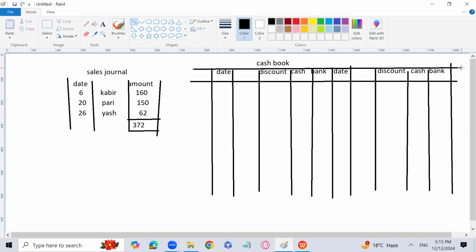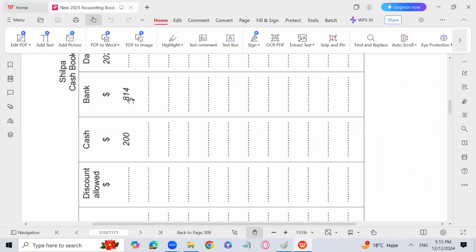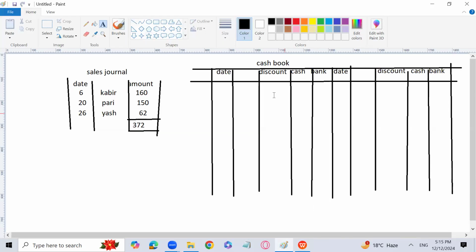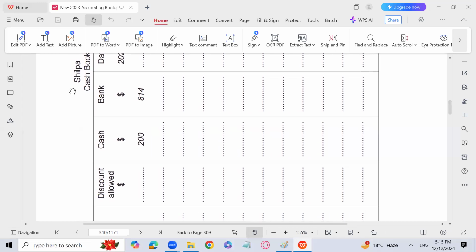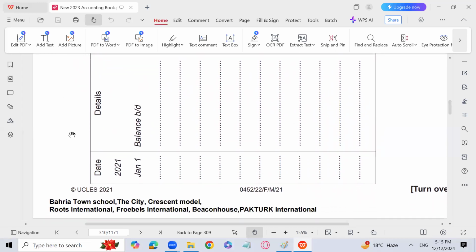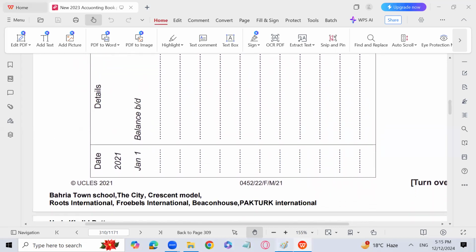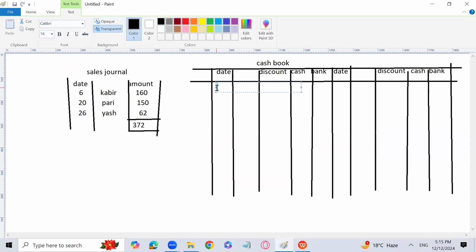So let's write the balance first. This is the debit side and the credit side. Balance of cash is 200 and bank is 814. We could have an overdraft balance of bank, but here it is not given. And the date is, the year is 2021. I will write the year also. And the date is basically January 1.